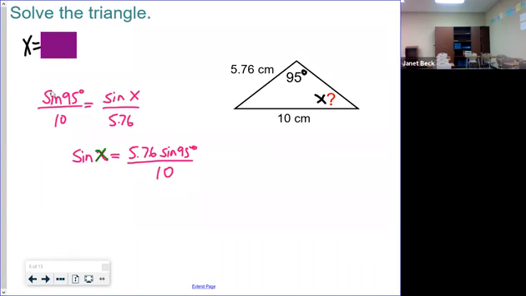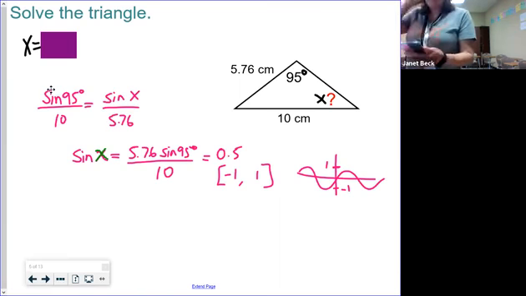If you tap that into your calculator now, you're going to get some value between -1 and 1. If you think about it, the highest value sine ever reaches is 1, and the lowest is -1. So you're going to get a decimal there, something to do with 0.5. Save all of it into the calculator's memory, because you don't want to use any rounded values in a calculation. That would be a disaster.